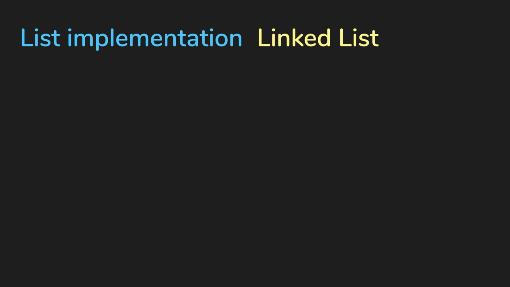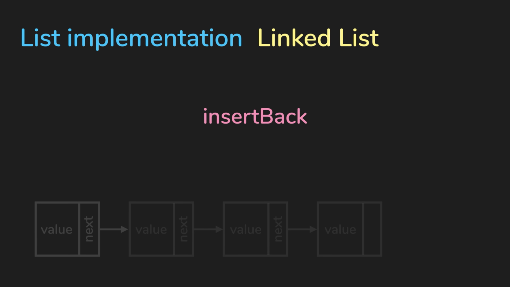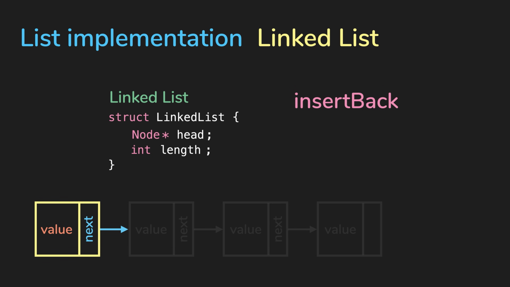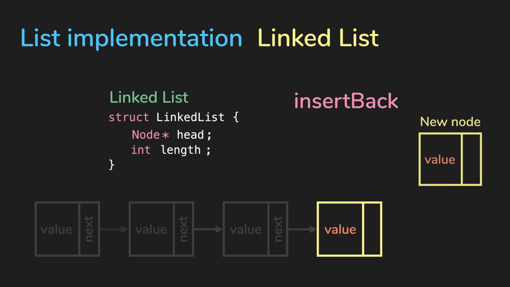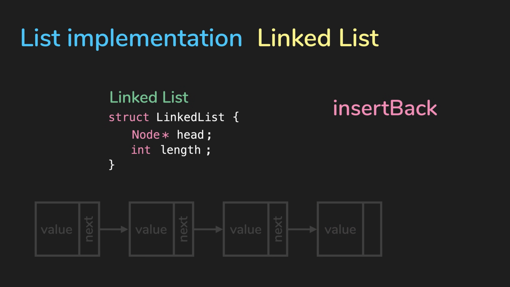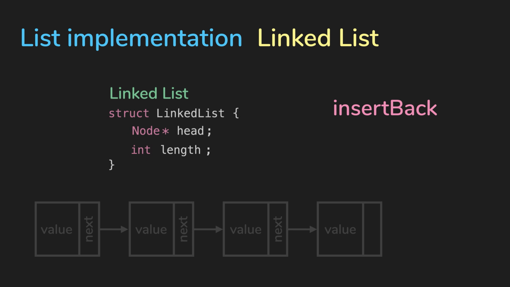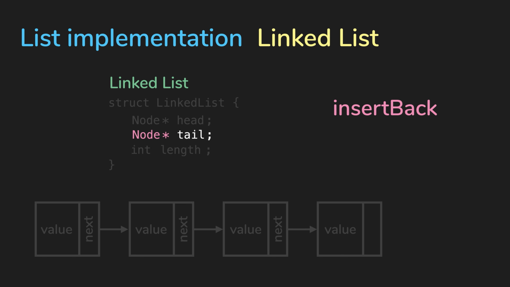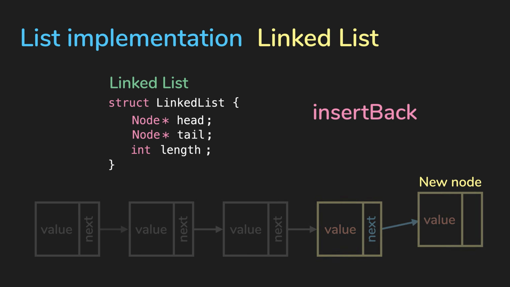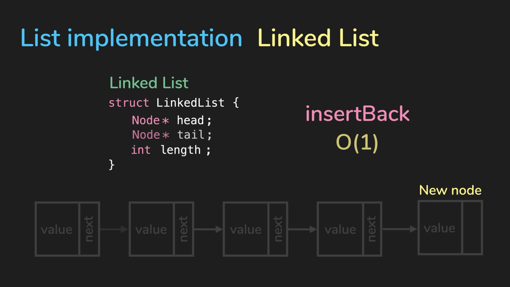One more optimization we can do is improve the insert back operation. Currently, we have to traverse all the way to the last node so that we could link it to the new node created. However, what if we just add one more variable to help us? What do you think that is? The answer is to add another node pointer for the tail of the linked list. Now you don't need to traverse all the way to the last node because you already have a pointer that's there. So it will make the insert back an O of 1 operation.